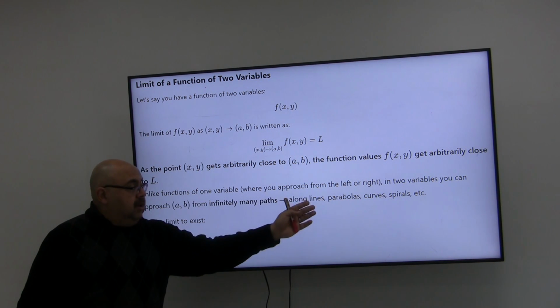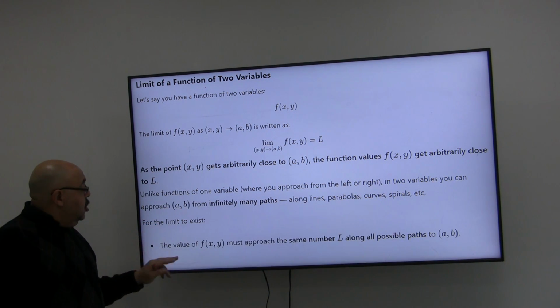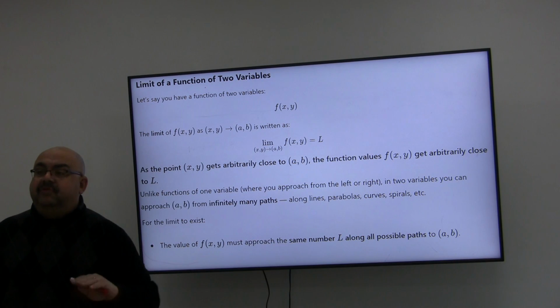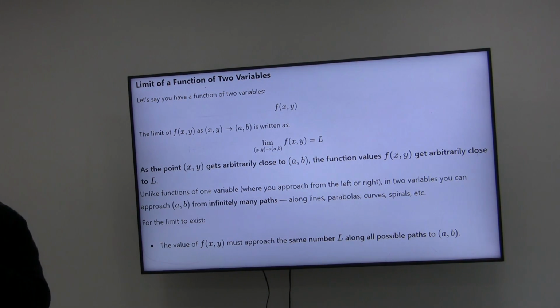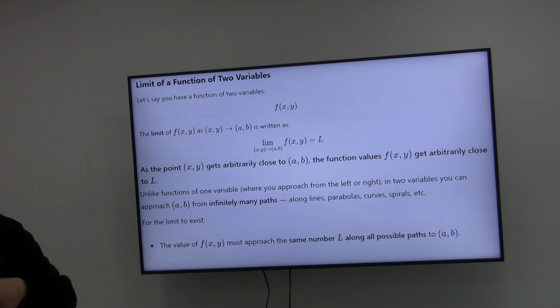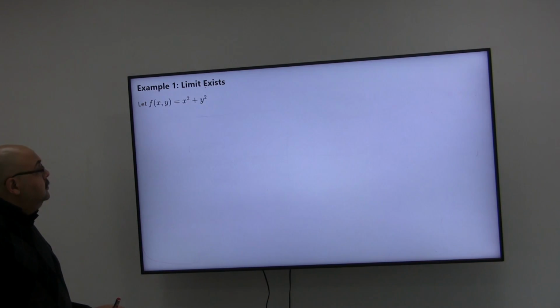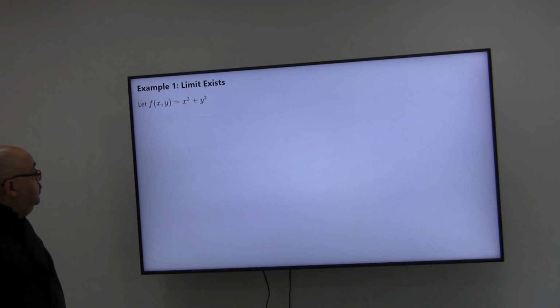Along lines, parabolas, curves, spirals, etc. For the limit to exist, all of them must equal each other. If you have all of them equal to each other and just only 2 paths not equal to each other, the limit doesn't exist. Okay? This is in 2 dimensions or in higher dimensions. Continue. For example, look with me.